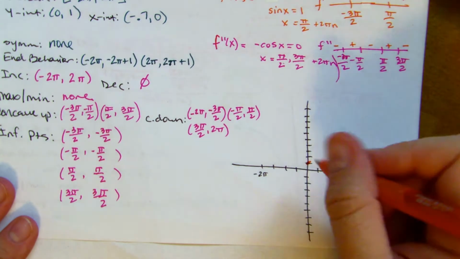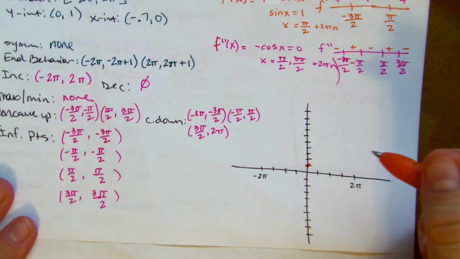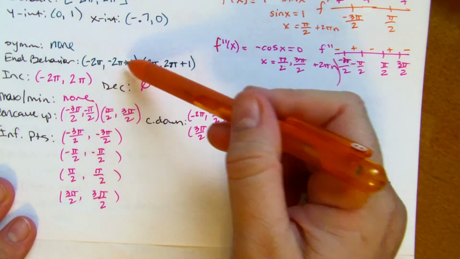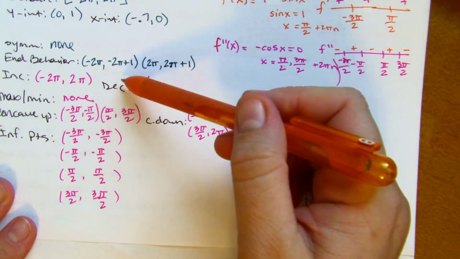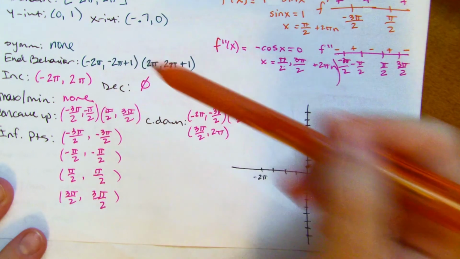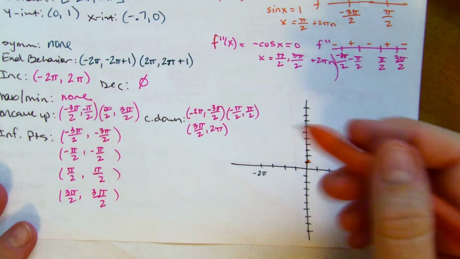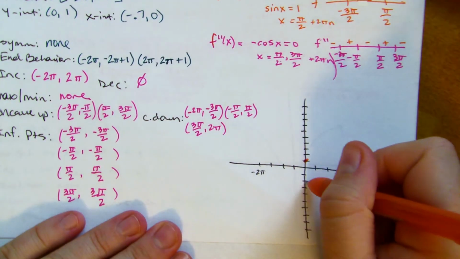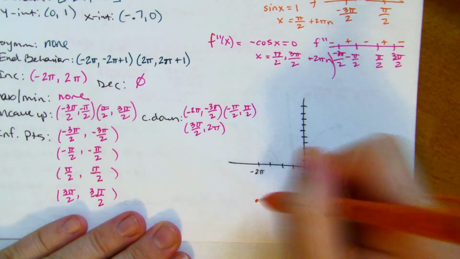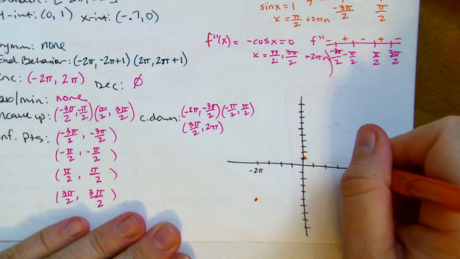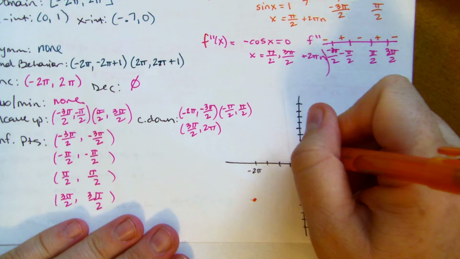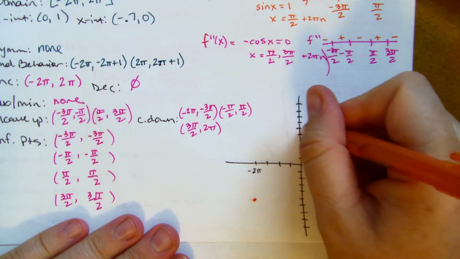I know that my graph ends at, or the first point would be, negative 2 pi, and negative 2 pi is about negative 6.28, plus 1 would be negative 5.28, so a little bit more than negative 5. And then here would be 6.28 plus 1, so almost 7, or a little bit over 6, 2, 4, 6.